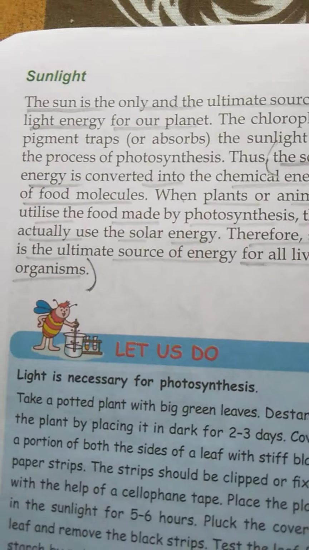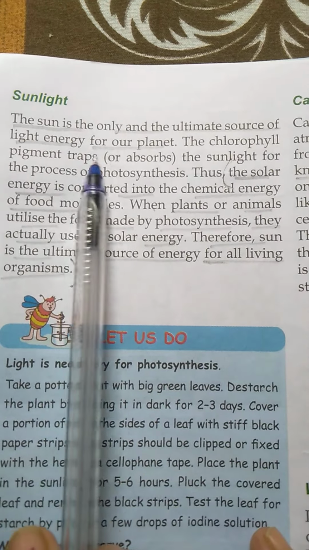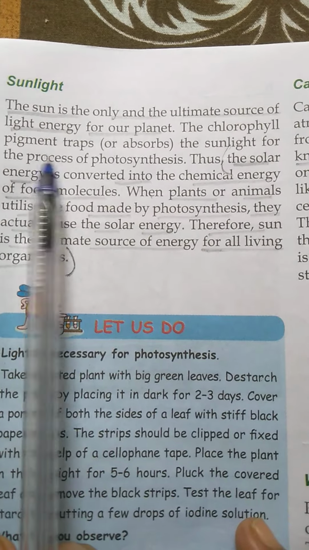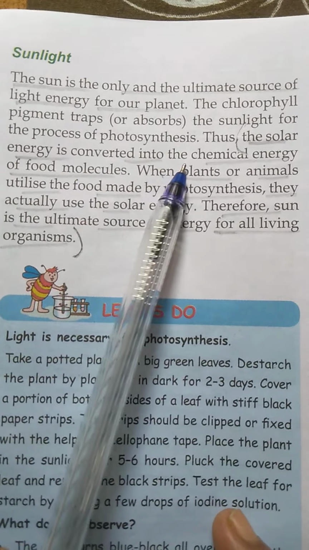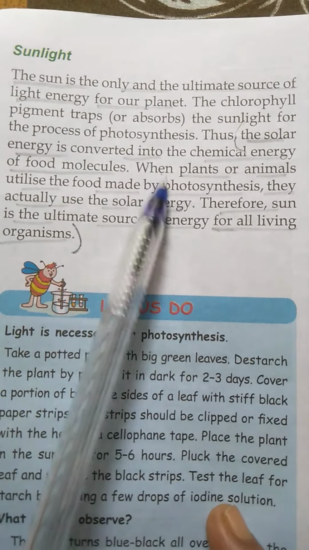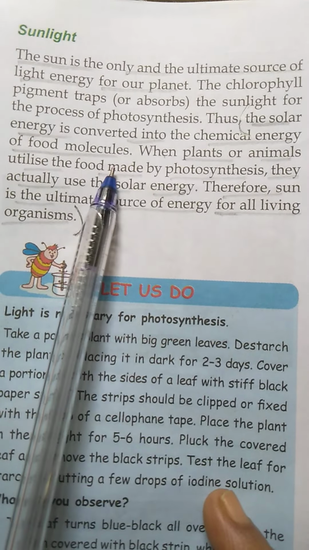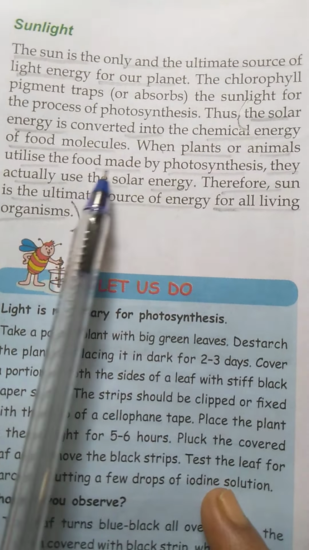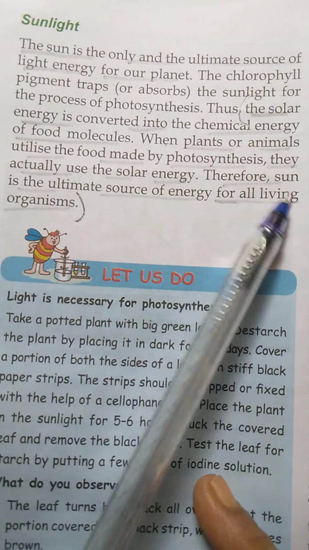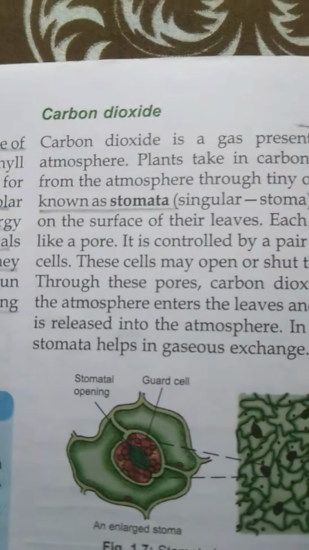Next is sunlight. The sun is the only and ultimate source of light energy for our planet. The chlorophyll pigment traps the sunlight for the process of photosynthesis. This is the importance of sunlight. The solar energy is converted into the chemical energy of food molecules. When plants or animals utilize the food made by photosynthesis, they actually use solar energy. Therefore, the sun is the ultimate source of energy for all living organisms.